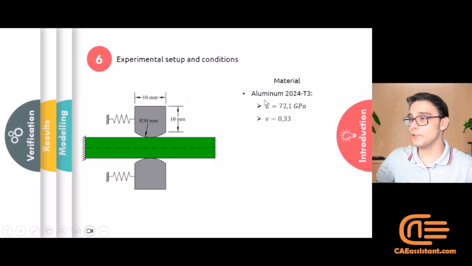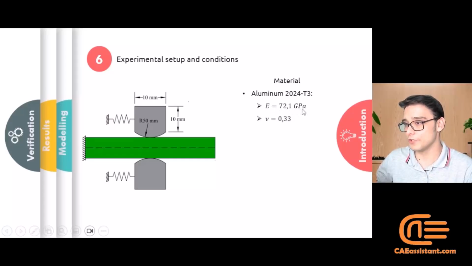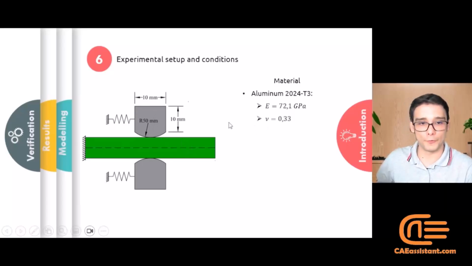The material used is going to be an aluminum 2024 T3, which has a Young's modulus of 72.1 gigapascal and a Poisson coefficient of 0.33. This material is going to be assigned to both parts.